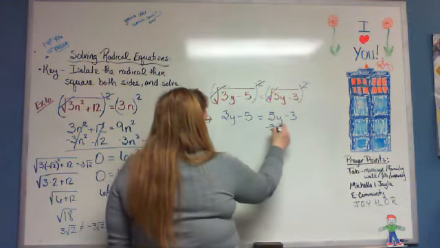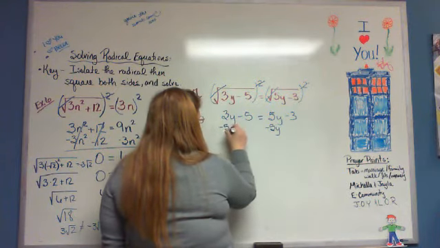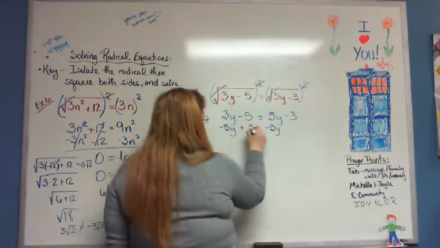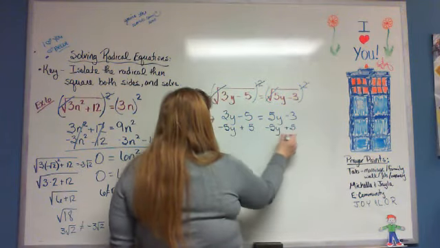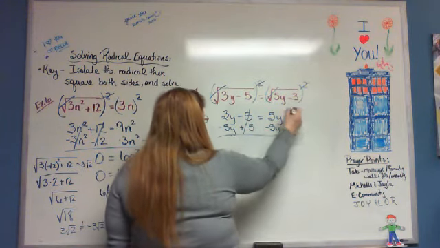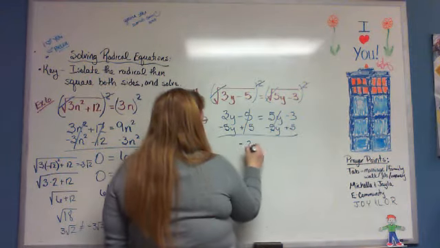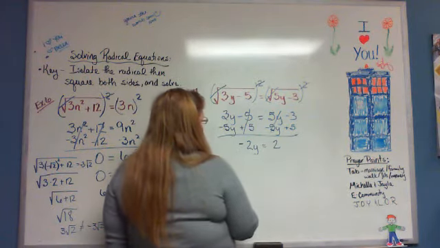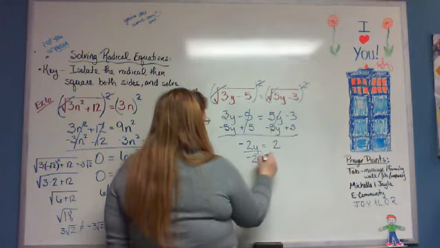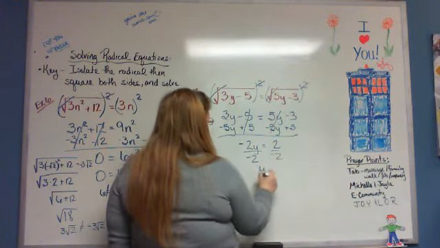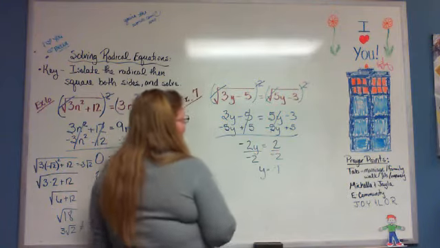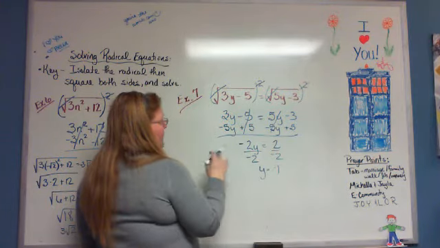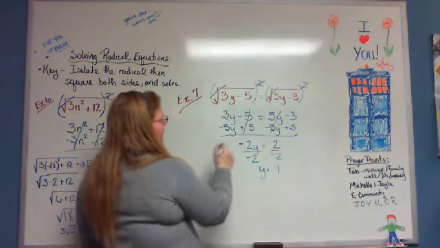So I can move my 5y, add my 5, which gives me negative 2y equals positive 2. Divide both sides by negative 2, y equals negative 1. Now we just got to plug it back in.